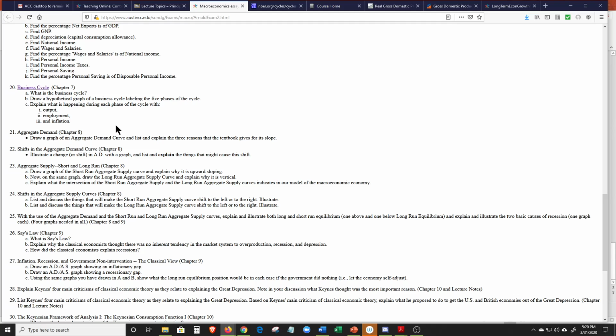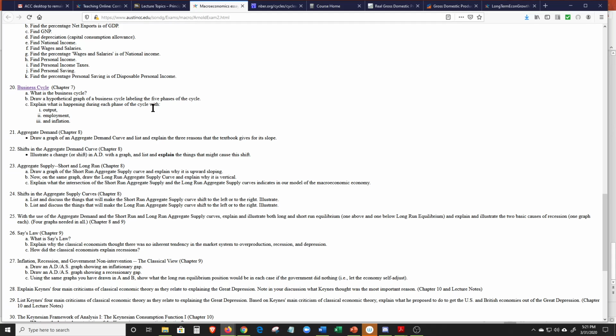So number 20, draw a hypothetical graph. That would be like the one that we saw, the sinusoidal graph, the archetypical graph with the 5 different parts. And then here, part C, explain what is happening to output. That's real GDP, employment, and inflation in each phase of the cycle.